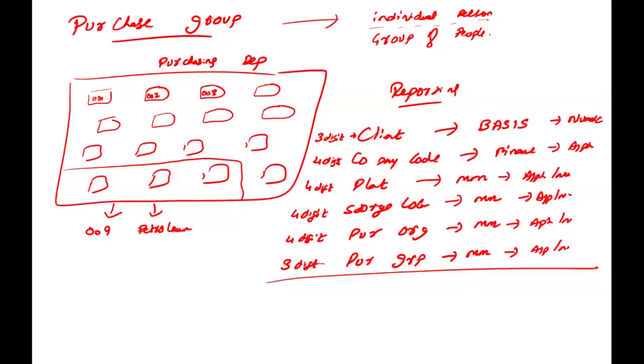Then we have plant, storage location, and the purchase org. All three are created by, those can be alphanumeric or numeric, and it is going to be 4-digit. Then we have the purchase group created by, it can be alphanumeric or numeric, and it is going to be 3-digit. So this is what we discussed yesterday.